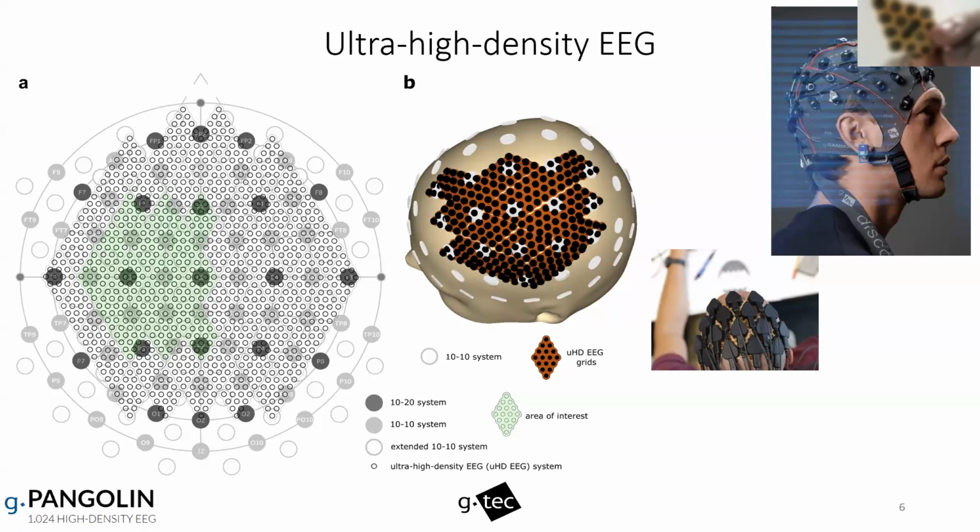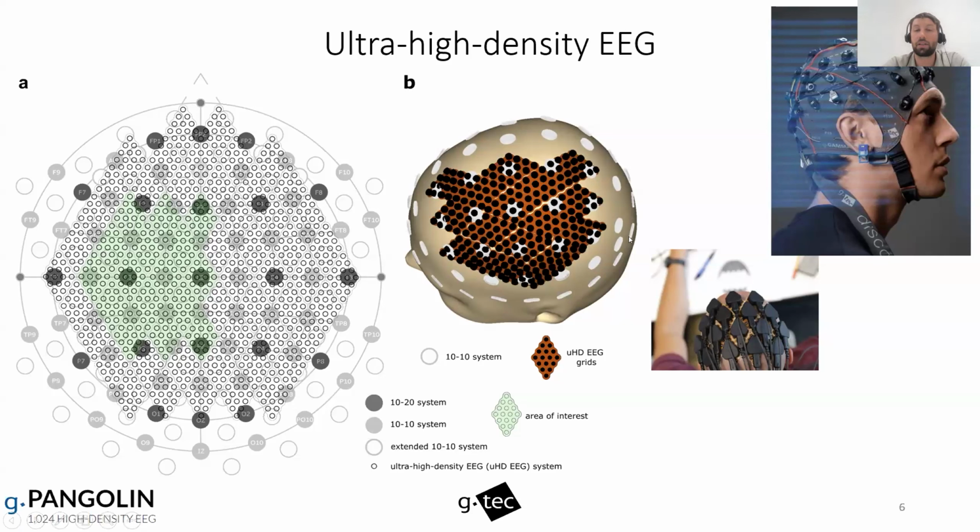So they're basically flexible PCBs that are attached to the skin. And here we have 16 electrodes on one grid. And if you take 64 of those grids, you can cover the whole scalp with 1024 channels here.